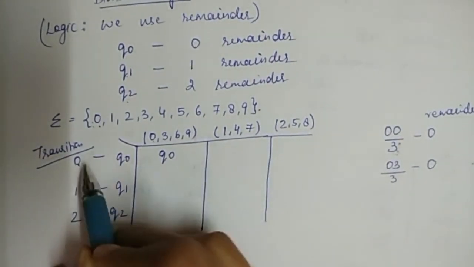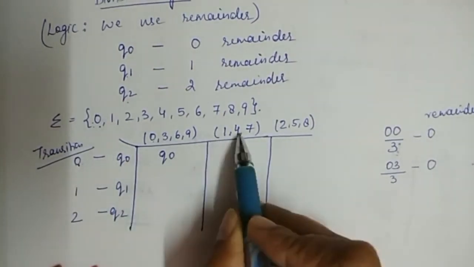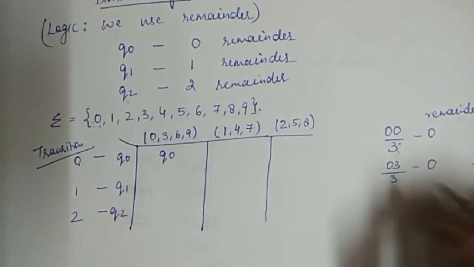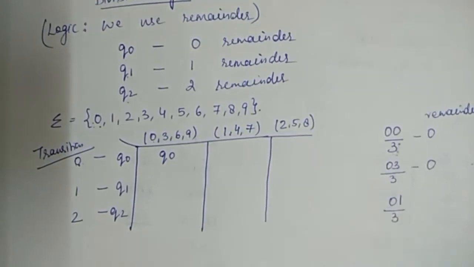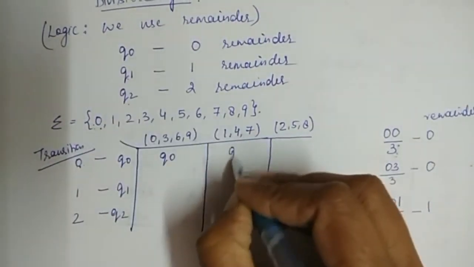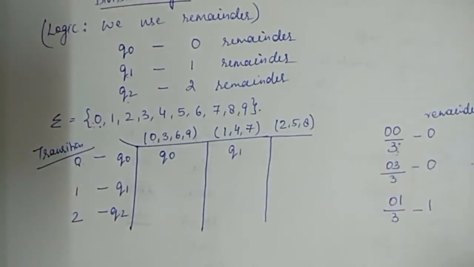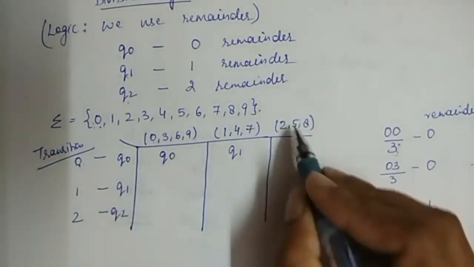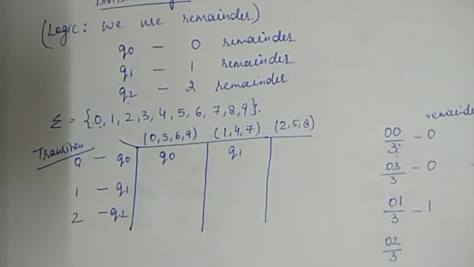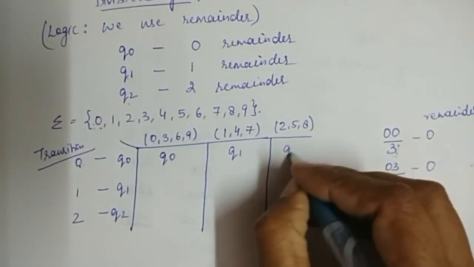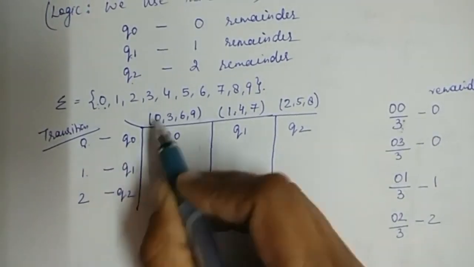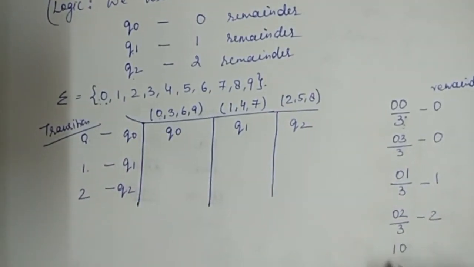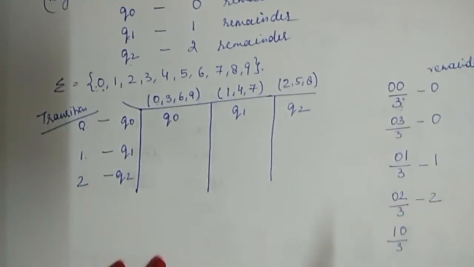Now for this entry, I have to combine 0 with any of the values 1, 4, 7. So if I combine 0 with 1 and I divide by 3, it always gives 1 remainder, which is the Q1 state. So this entry will be Q1. Okay. Now I combine the next value, 0 with 2, and I divide by 3. It always gives 2 remainder, which is the Q2 entry. So this entry will be Q2. Okay. Now for this entry, I have to combine 1 with 0. So it will become 10. So why?